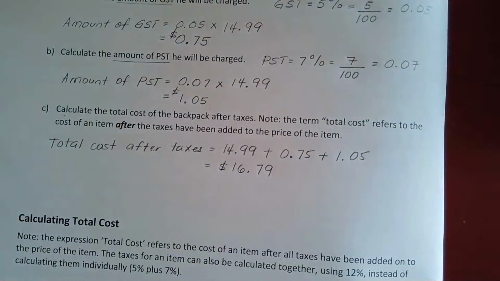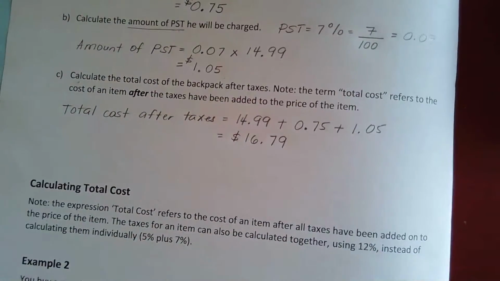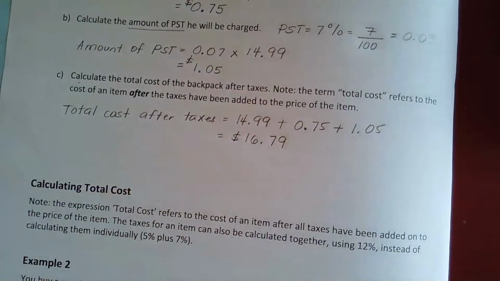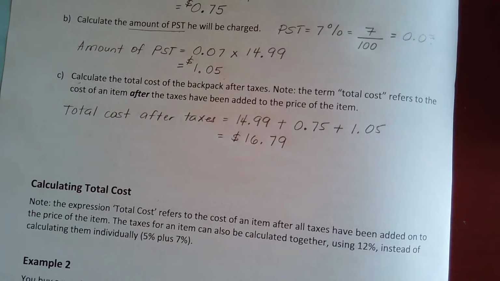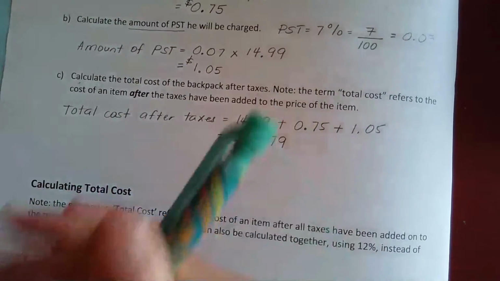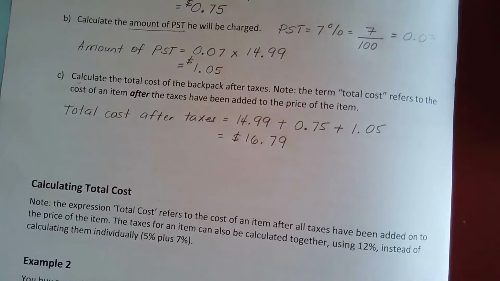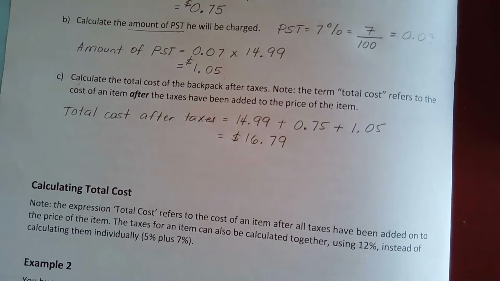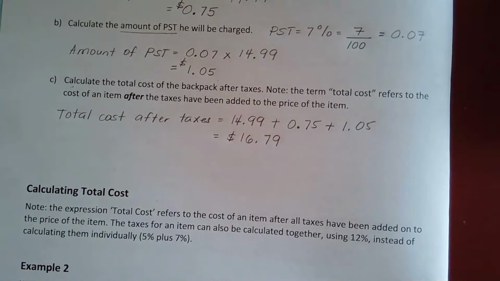$16.79. Okay, so that's a way to figure out the total cost. Now what we're going to do, before we move on to the other parts, is show you a different way of calculating the total cost after taxes.